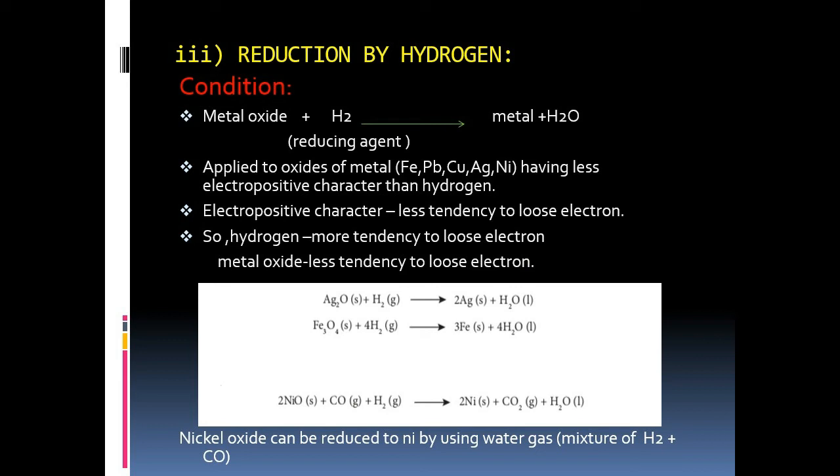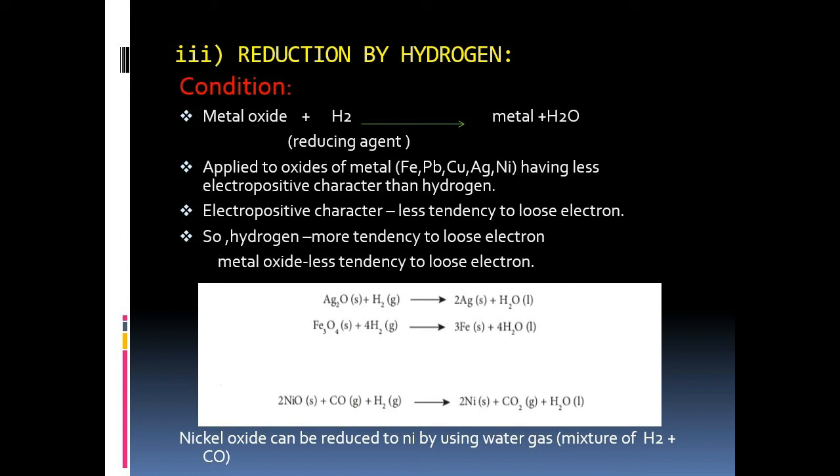See the example, Ag2O plus H2. H2 வந்துட்டாலே it has to remove H2O. அப்போ we are getting the separate metal 2Ag. Here this Ag has less tendency to lose electrons. And one more example, Fe3O4. It reacts with 4 moles of hydrogen. So it is removed as 4 H2O water molecules. Then the remaining 3 Fe is our metal.